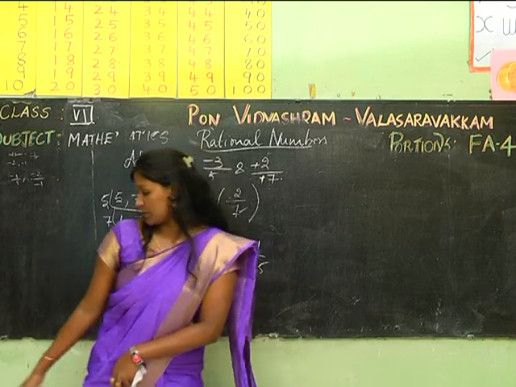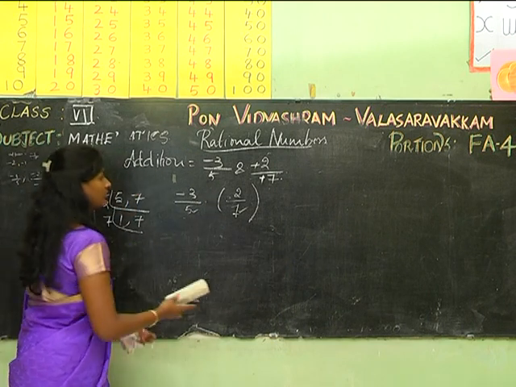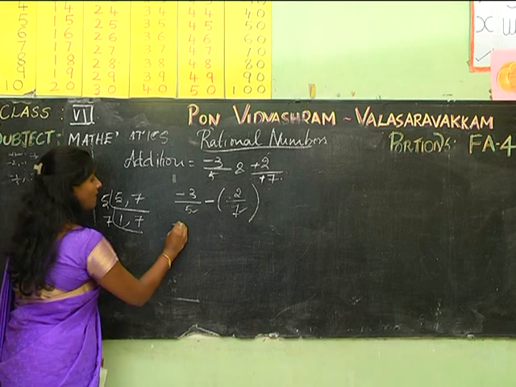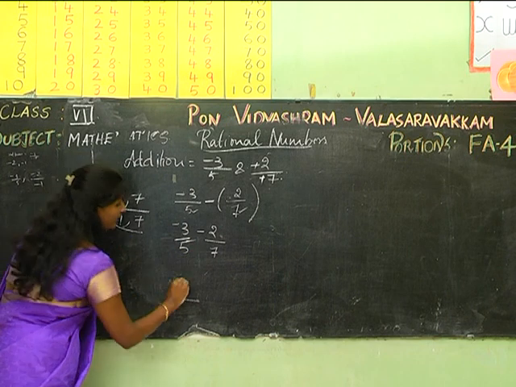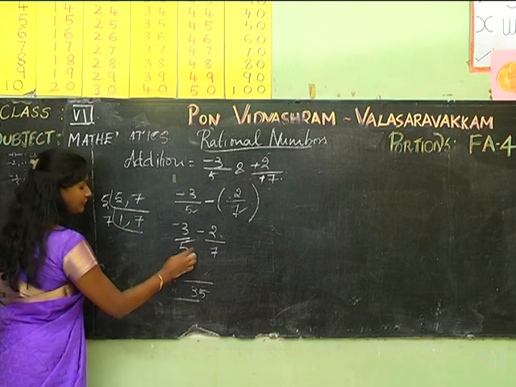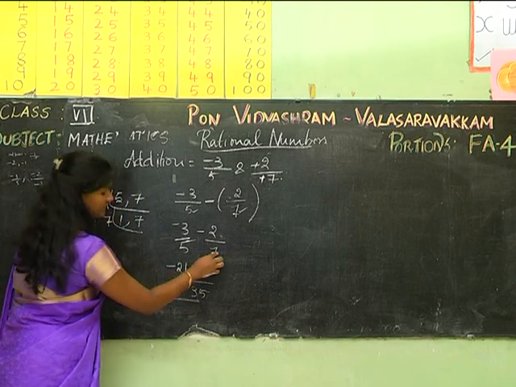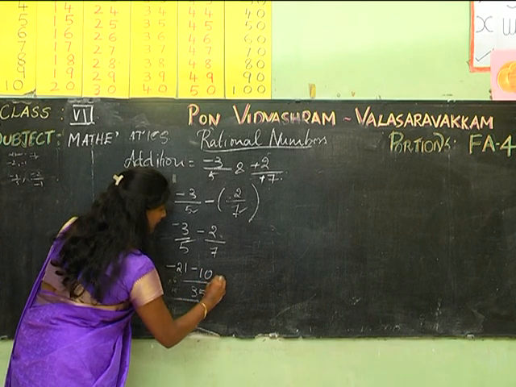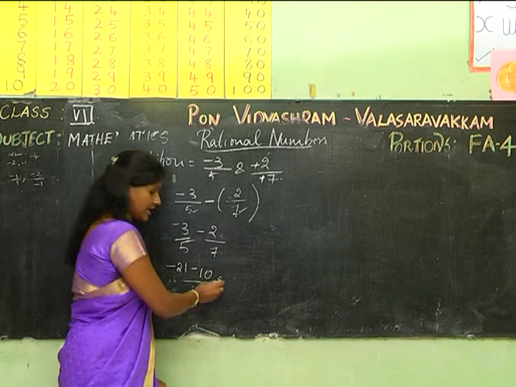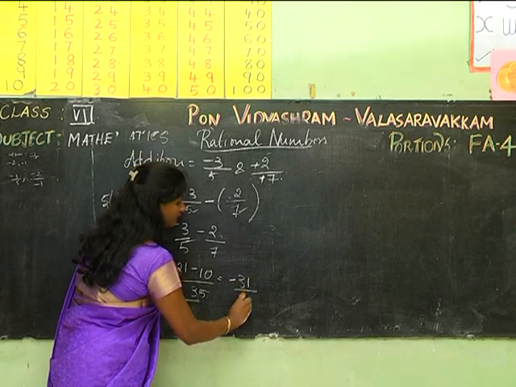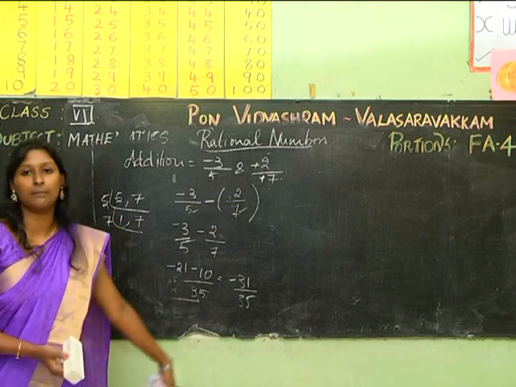Similarly, we can perform subtraction. So, minus 3 by 5 minus 2 by 7. In a similar way, the LCM will be 35, and 5 7s are 35, minus 21, minus 5. 7 5s are 35, 5 2s are minus 10. Therefore, the signs are the same, so you are supposed to add: minus 21 minus 10 will give you minus 31 divided by 35. Therefore, the subtraction of these two rational numbers will give you minus 31 by 35.